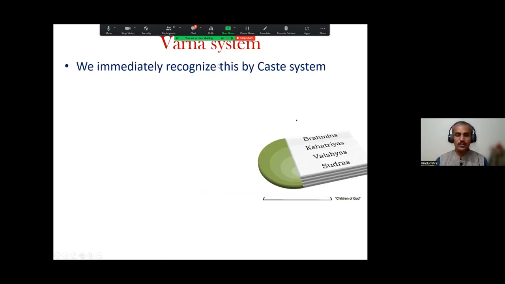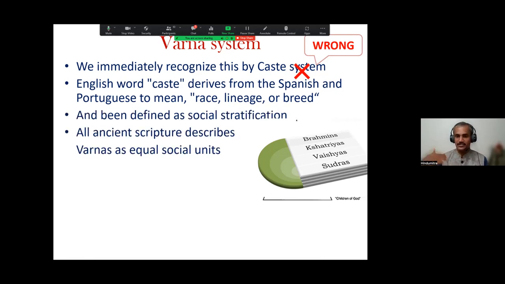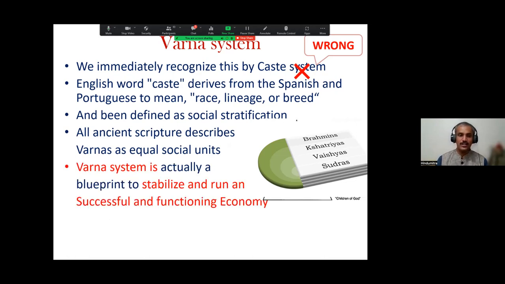So when we talk about the Varna system, we immediately recognize it as a caste system, which is completely wrong. The English word caste comes from a Spanish and Portuguese term meaning race, lineage, or breed, and it is socially stratified in Europe, but our ancient scriptures talk about Varnas as equal in status. The Varna system is actually an economic blueprint in our scriptures. It's not about sociology, it's about economics.